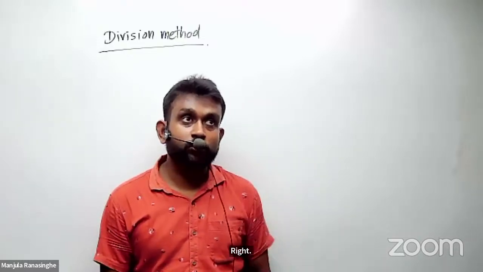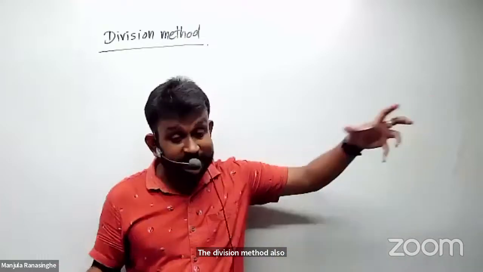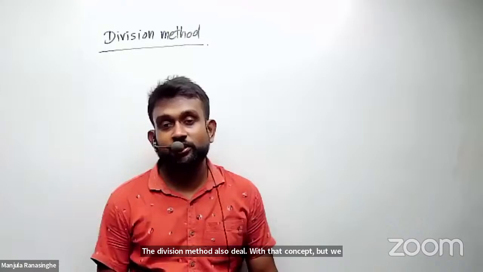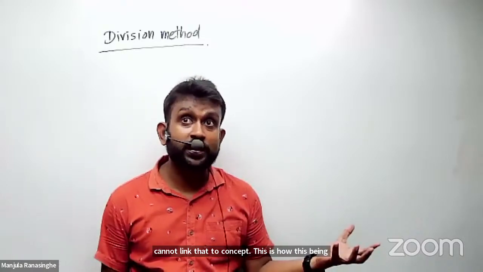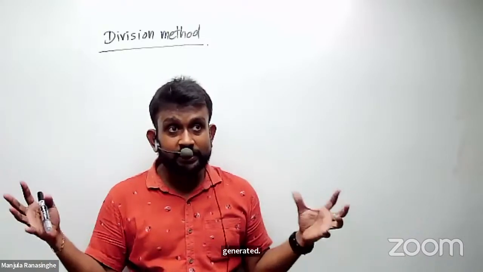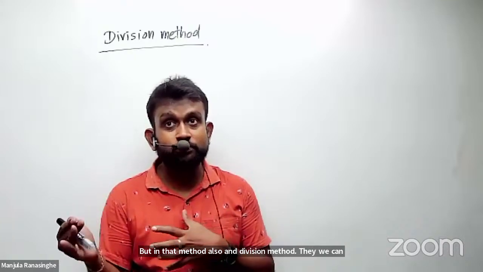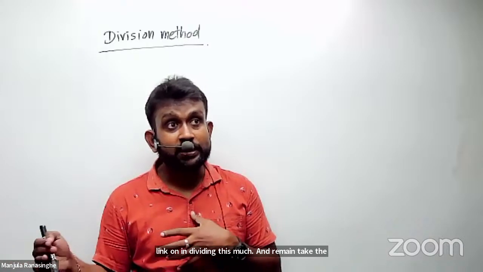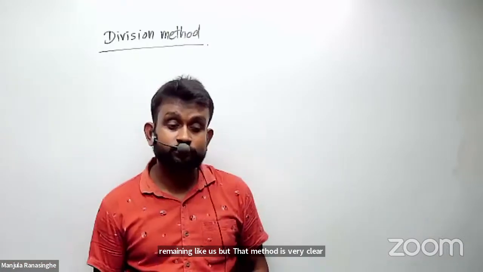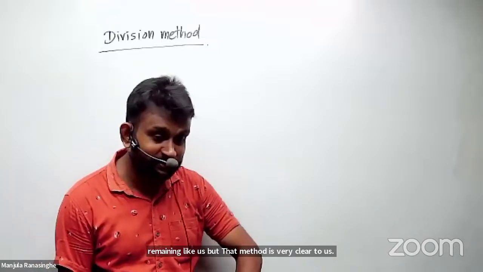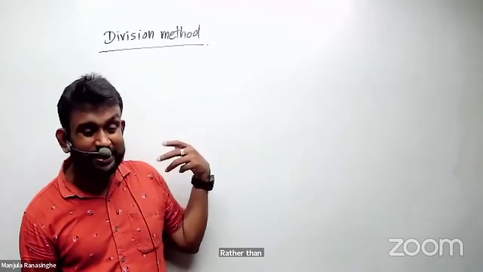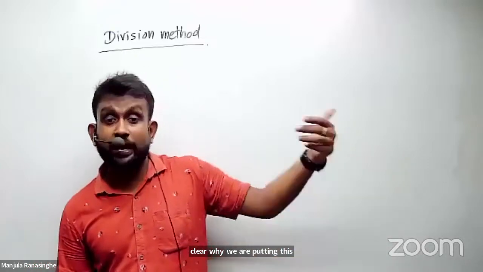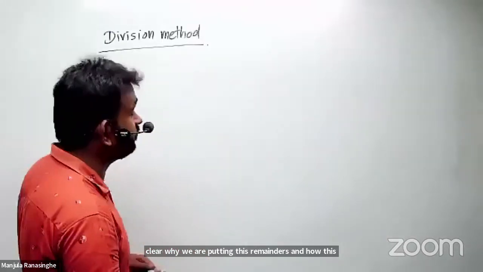The division method also deals with that concept, but we cannot link it to the concept. This is how it has been generated. In the division method also, we can link it when dividing this much and taking the remainder. But that first method is very clear to us, whereas this one is easier, but it is not clear why we are putting these remainders and how this happens. Okay, fine.